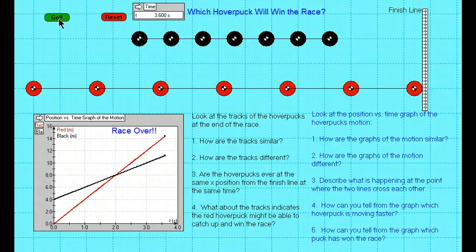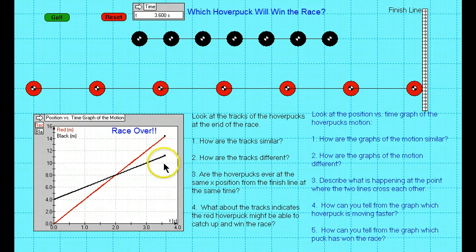Boom. Okay, there's the end of our race. Now notice that even though the black puck did have a head start, the red puck managed to catch up and pass it. Now, again, you should start to be able to notice some differences in the tracks for faster and slower moving objects. The graphs can also tell you certain things. Unlike in our first case, we had three different lines that never intersected. Here we actually have an intersection occurring, so hopefully you can use that to figure out what's going on.